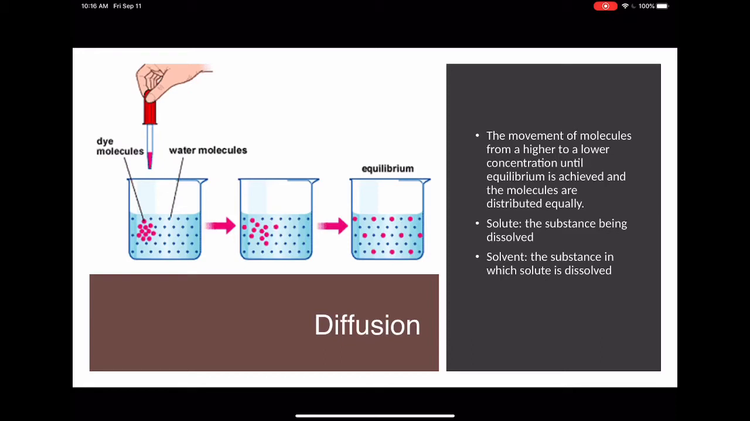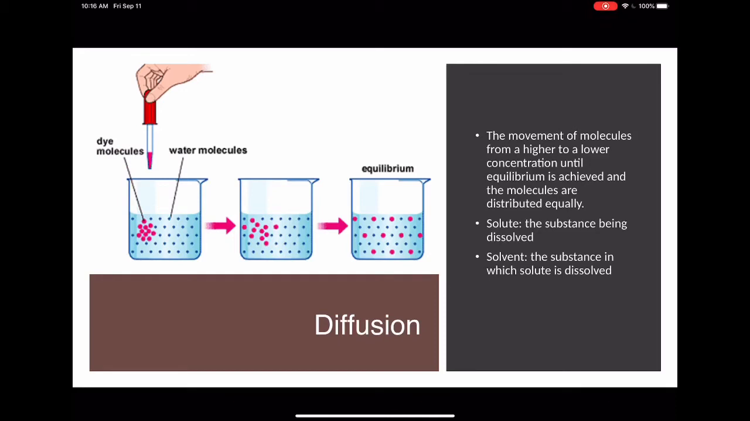All right, so then what are we talking about in diffusion? We're talking about solute, which is a substance being dissolved. So in this example, it would be the dye molecules. This can also be salt or sugar. If you think about dissolving salt, not salt in your tea, sugar in your tea. Don't put salt in your tea. That's disgusting.